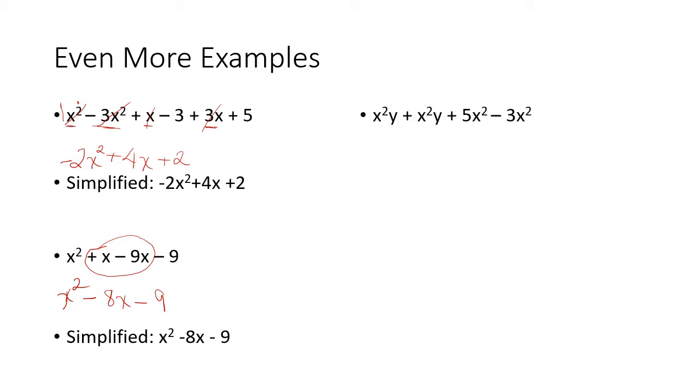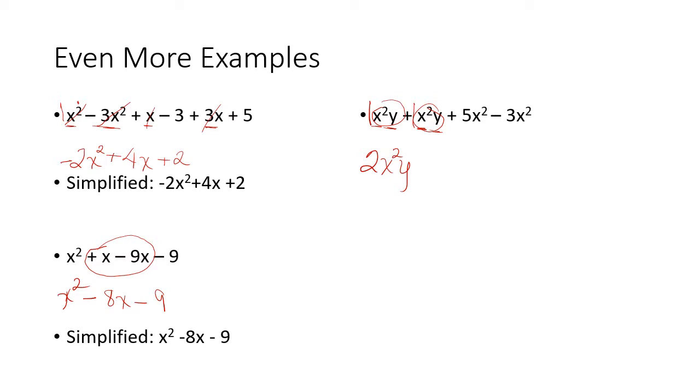Okay, let's look at another one. Now here we have more than one variable within a term. So we have x squared times y, and we have another one that says x squared times y. These two match, so we can combine them together. Remember that 1 that's not written, but we understand to be there. So this will be 2x squared y. Take a moment to absorb that.